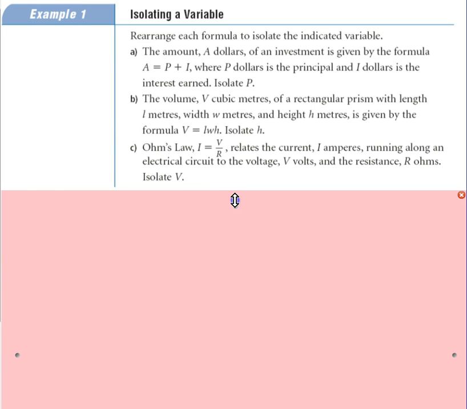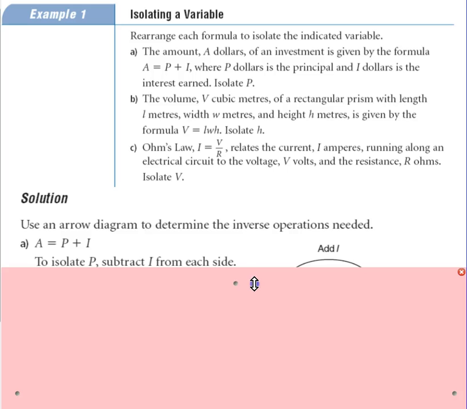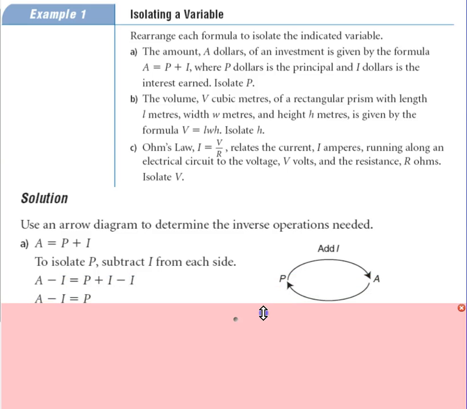Isolating P from the simple interest formula is pretty straightforward. The only thing we're doing to P that produces the amount of the investment is adding I. So to isolate P on its own, which is the instruction here, we're going to simply take both sides of the equation and we're going to subtract I. We're going to do the opposite of addition.